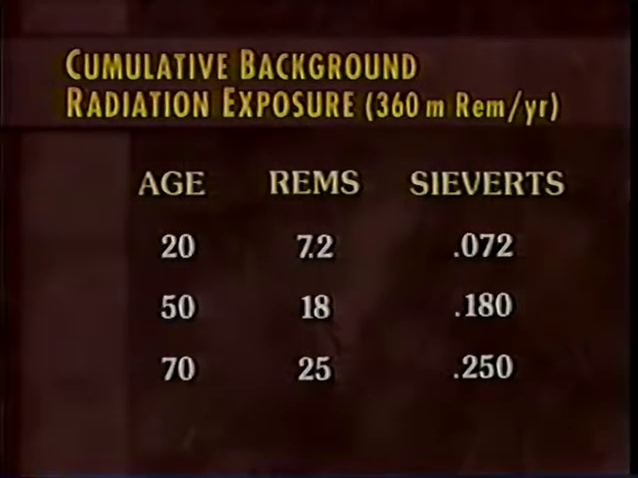As this chart shows, each of us receives about 360 millirem per year from these background radiation sources. That means that by age 20, the average person will accumulate over 7 rems. By age 50, the total dose is up to 18 rems, and by the time we're 70 years old, we will have accumulated a dose from non-occupational exposures of 25 rems.